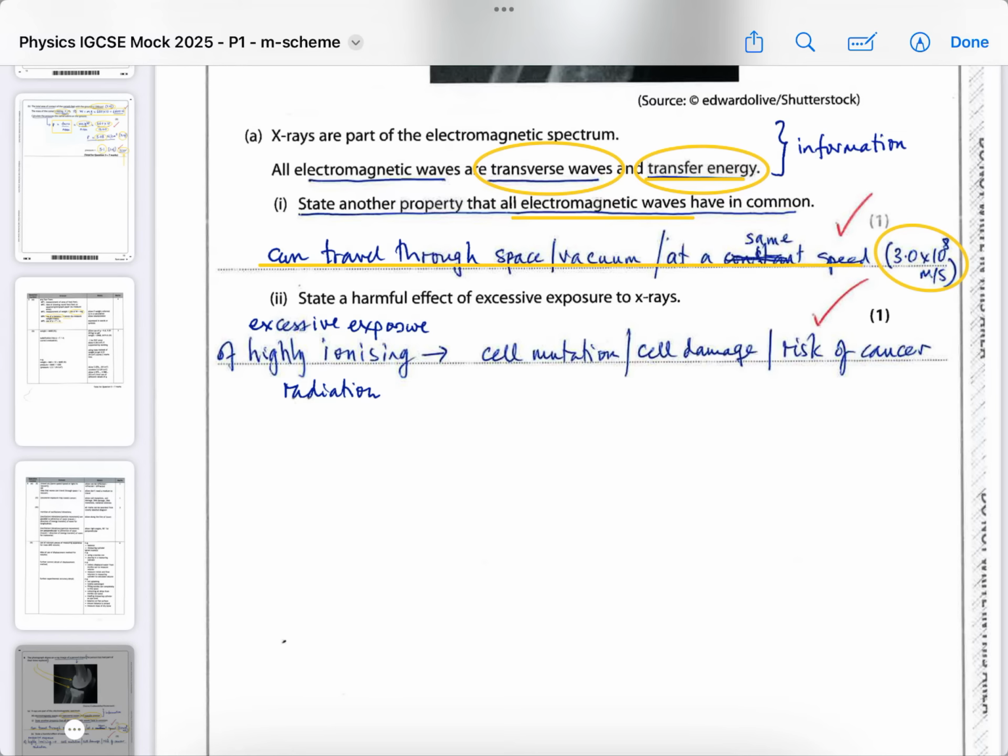If you go to more than 3 significant figures, it's 2.999 something, or it starts getting slightly below 3. Okay, so it says state a harmful effect of excessive exposure to X-rays.